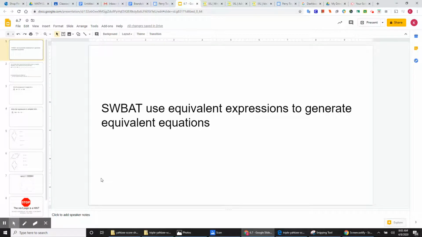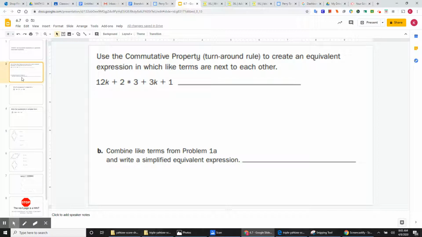Good morning. Today, students will be able to use equivalent expressions to generate equivalent equations. So you're going to be combining like terms to find equivalent expressions like you did yesterday. So here are some examples for you.